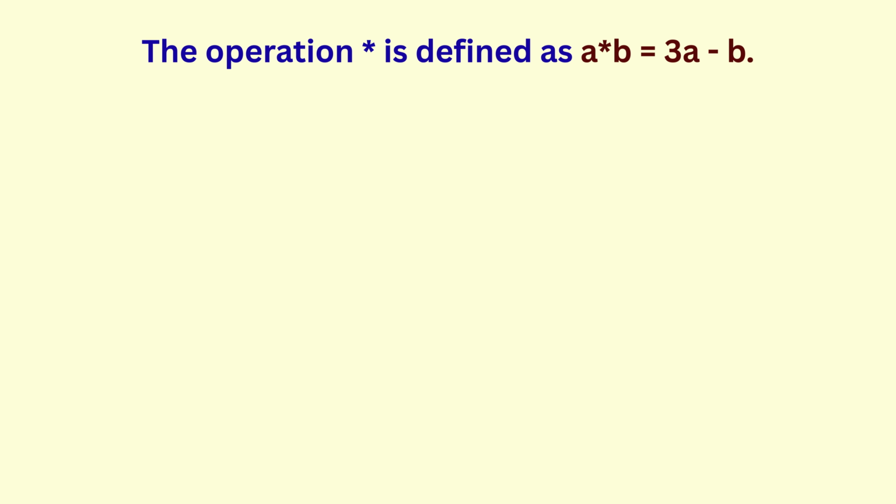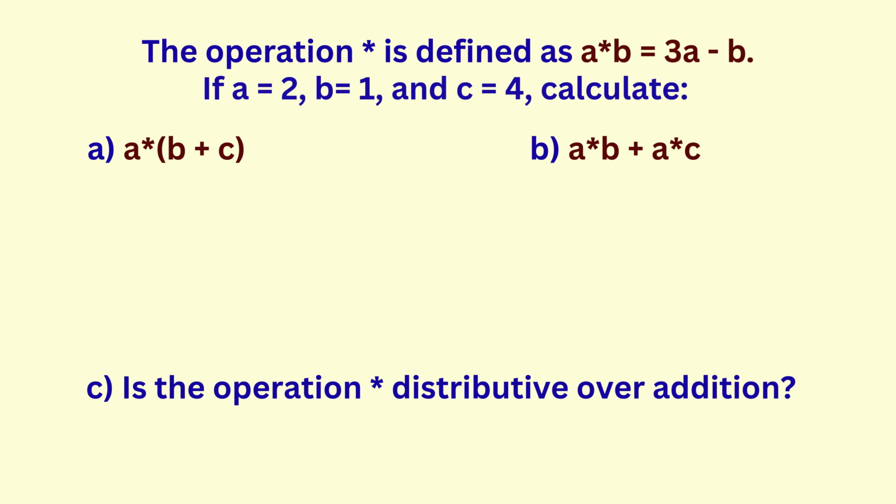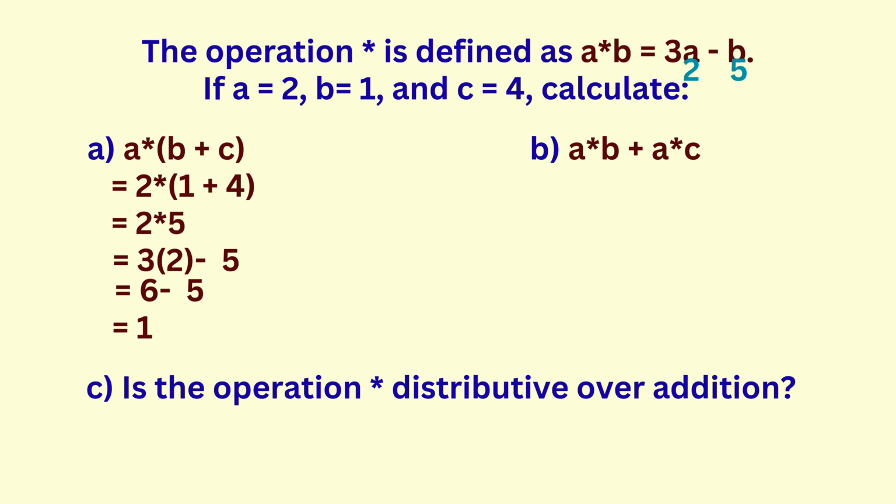Now let's test a different operation defined by A star B equals 3A minus B. We want to check if it is distributive over addition. We are told that A equals 2, B equals 1, and C equals 4. First, the left-hand side equals 2 star (1 plus 4). 1 plus 4 equals 5. So this becomes 2 star 5, which is 3 times 2 minus 5, equals 6 minus 5, equals 1.